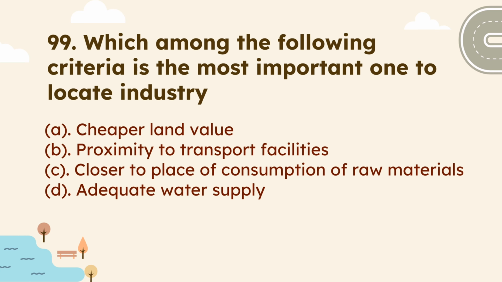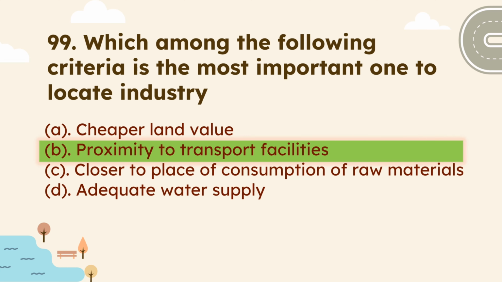Which one of the following criteria is the most important one to locate industry? So industries should be located within the close proximity to transport facilities, because industries are heavily dependent on transport as it requires raw material on regular basis. Also, transport facilitates the industrial product to reach to its customer. Therefore, the correct answer is option B.